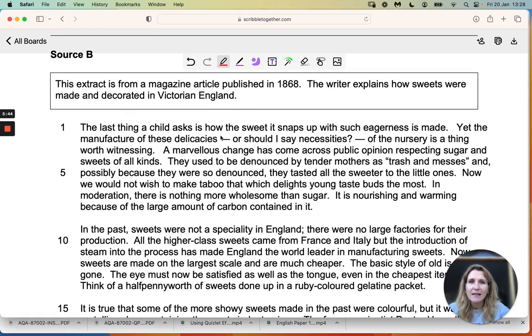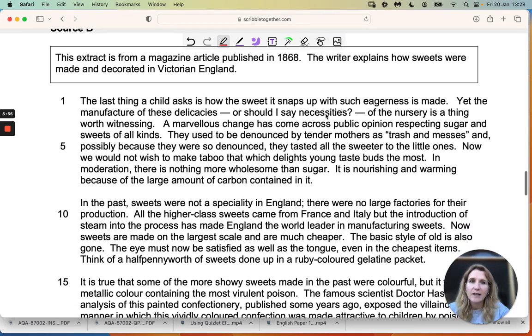The last thing the children ask is how the sweet it snaps up with such eagerness is made. Yet the manufacture of these delicacies, or should I say necessities, of the nursery is a thing worth witnessing. A marvelous change has come across the public opinion respecting sugar and sweets of all kinds. They used to be denounced by tender mothers as trash and messes, and possibly because they were so denounced, they tasted all the sweeter to the little ones. Now, we would not wish to make taboo that which delights young taste buds the most. In moderation, there is nothing more wholesome than sugar. It is nourishing and warming, and because of the large amount of carbon contained in it.